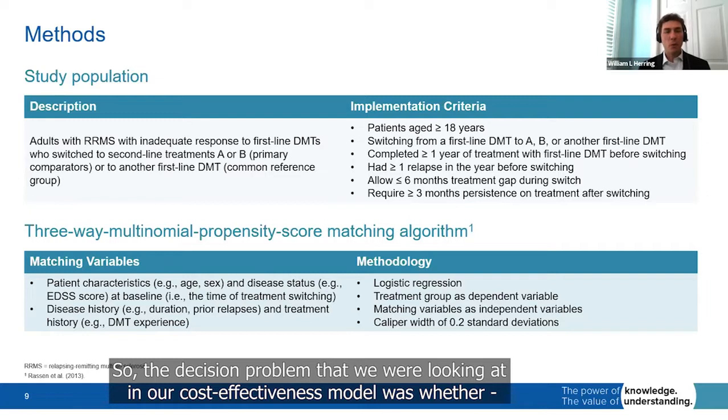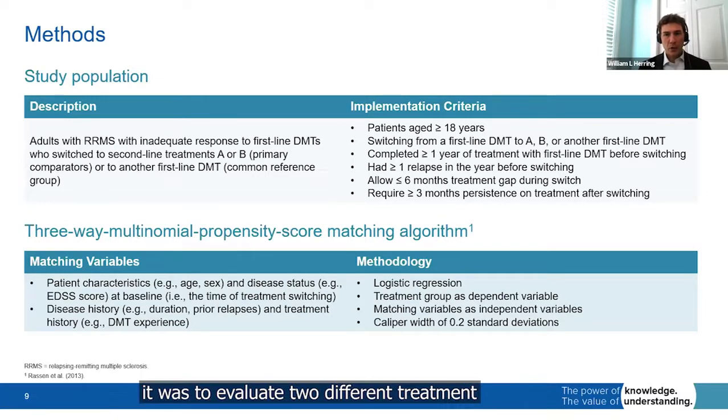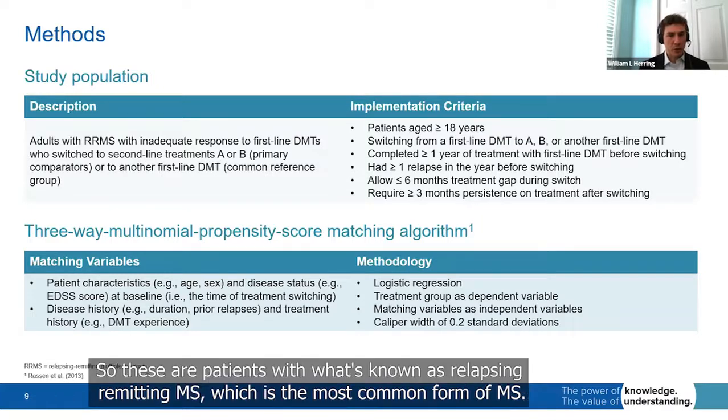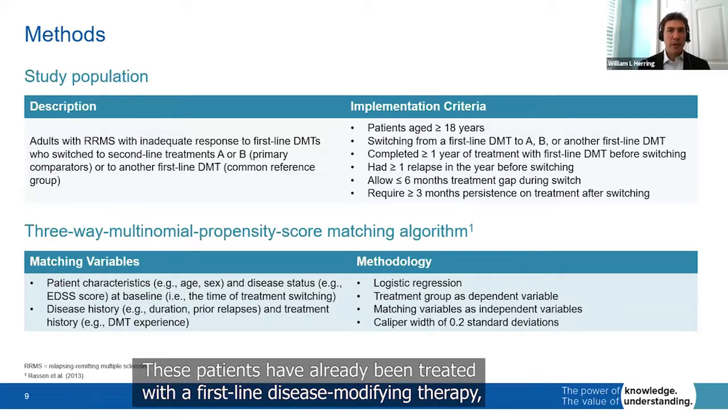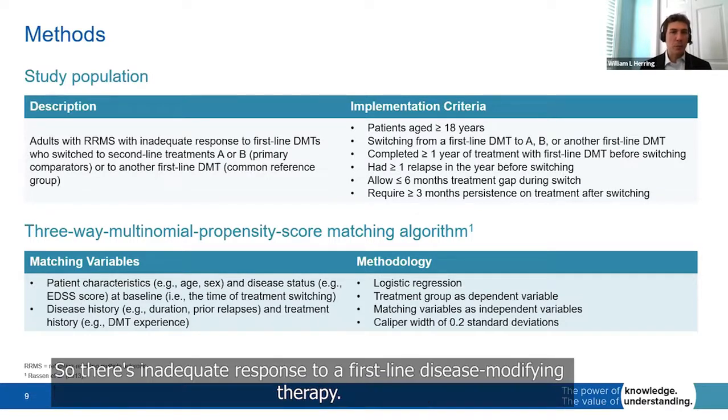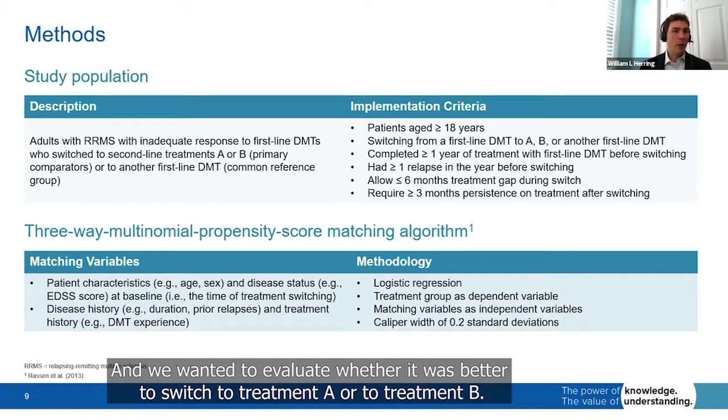The decision problem that we were looking at in our cost effectiveness model was to evaluate two different treatment escalation options for a very specific subset of patients with MS. These are patients with what's known as relapsing remitting MS, which is the most common form of MS. These patients have already been treated with a first-line disease-modifying therapy, but they're not adequately responding to that. So there's inadequate response to a first-line disease-modifying therapy, and we wanted to evaluate whether it was better to switch to treatment A or to treatment B.